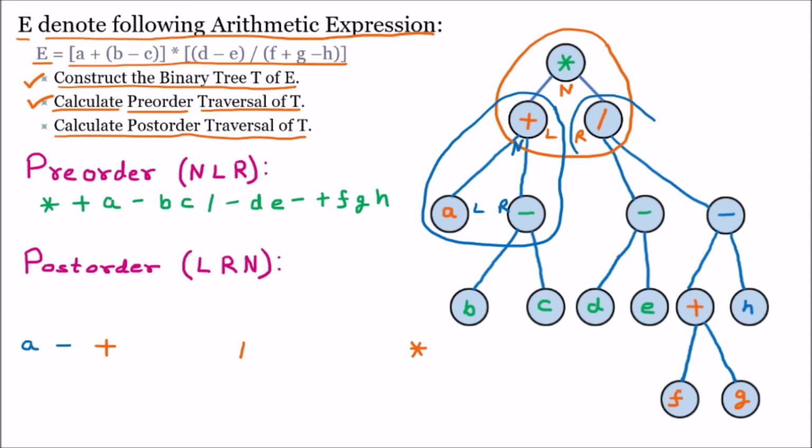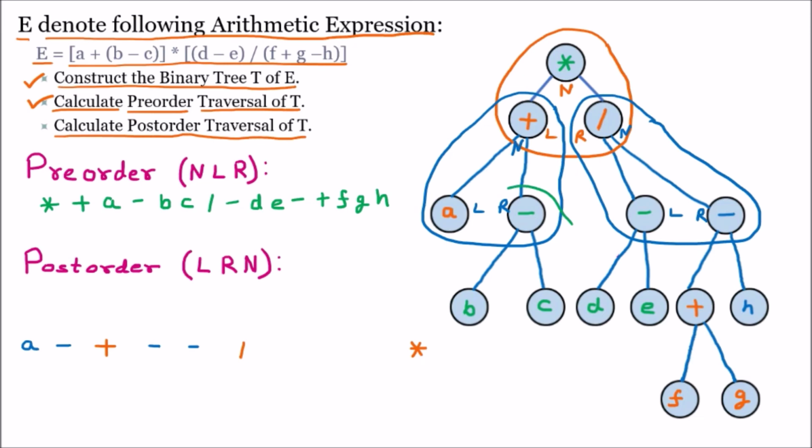Now we are going on to the next subtree. So here is the node, then left and right. So here the left, right, node: minus, minus, slash. So here two minus will come before the slash.